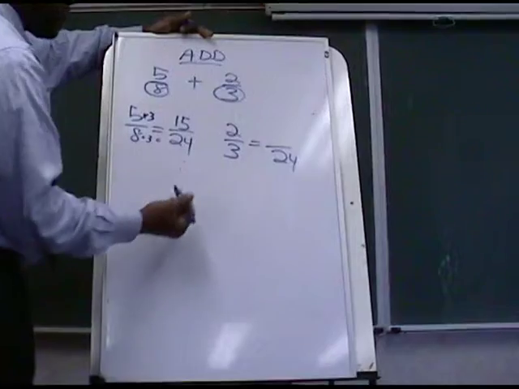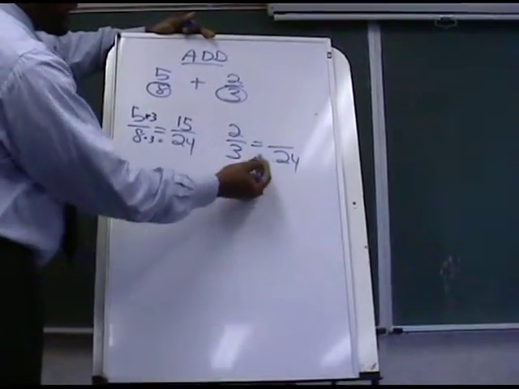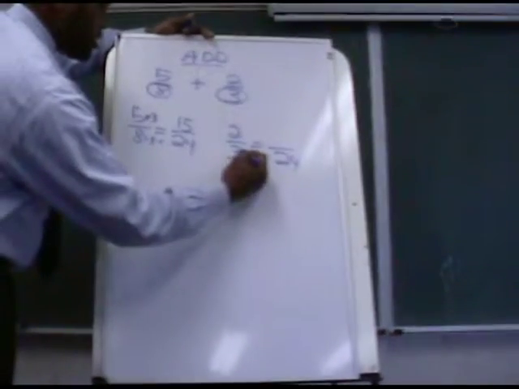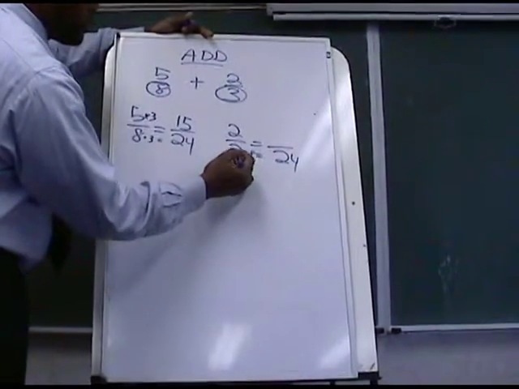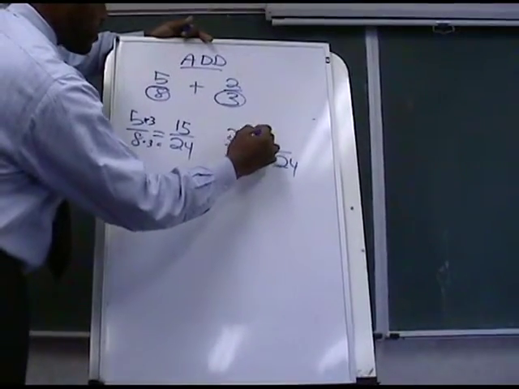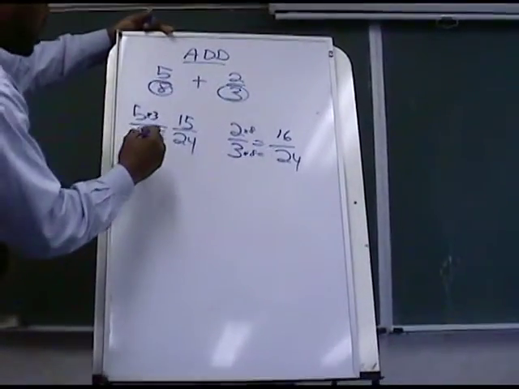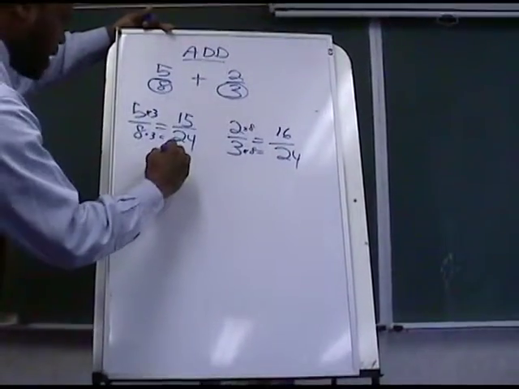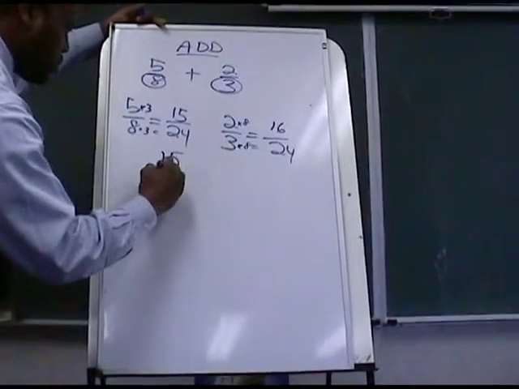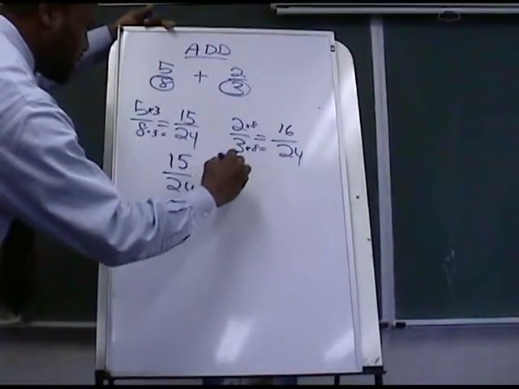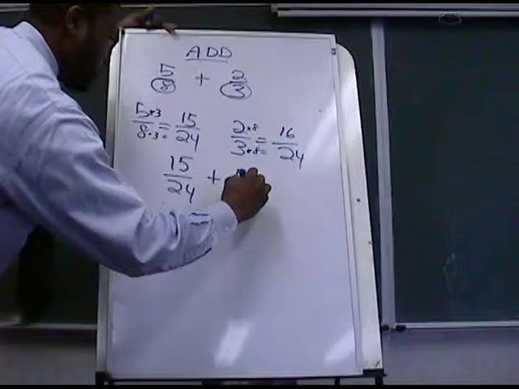Now we have the second one. What number do we multiply 3 by to get to 24? 8. 3 times 8 is equal to 24. What we do to the bottom, we do to the top. So now we have, instead of 5/8 plus 2/3, 15 over 24 plus 16 over 24.